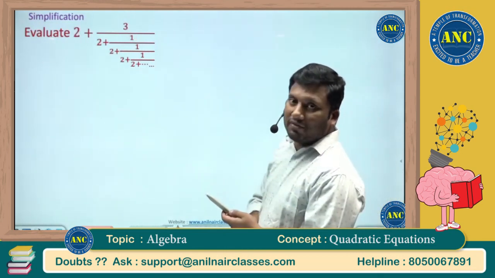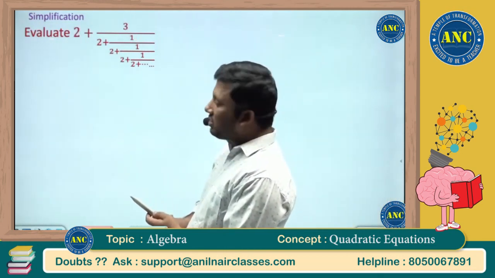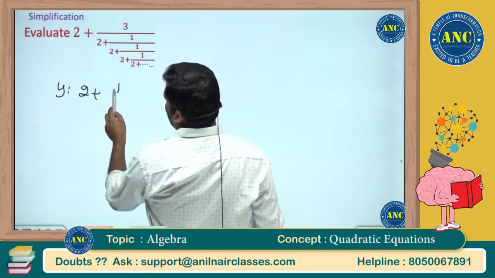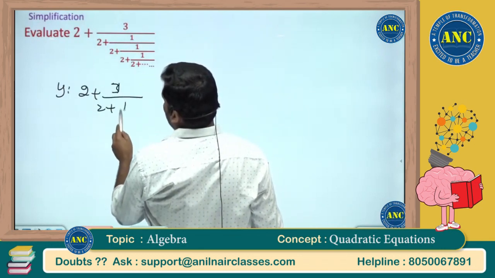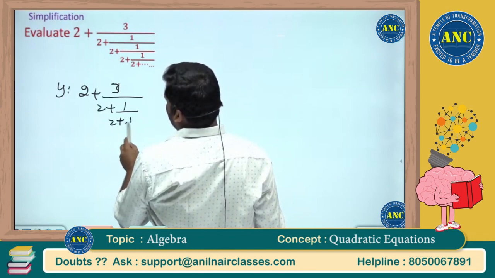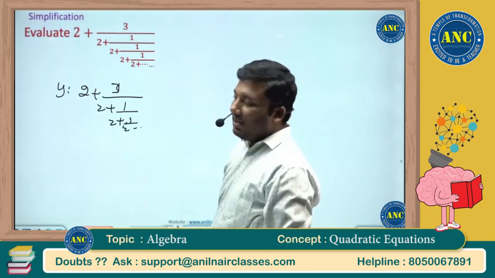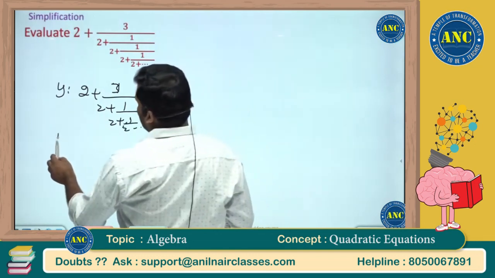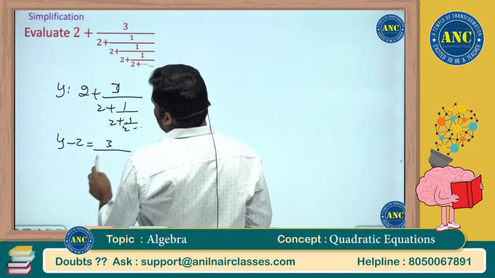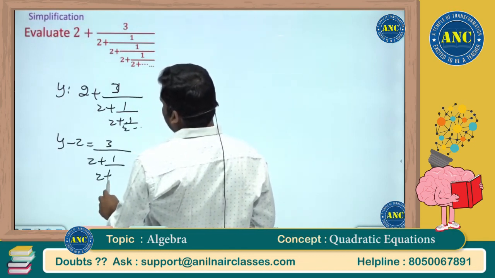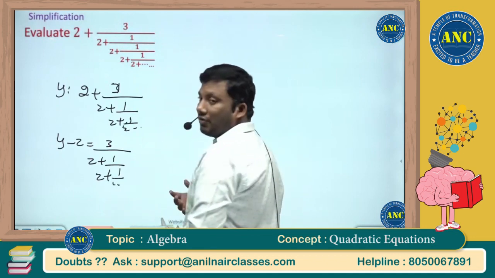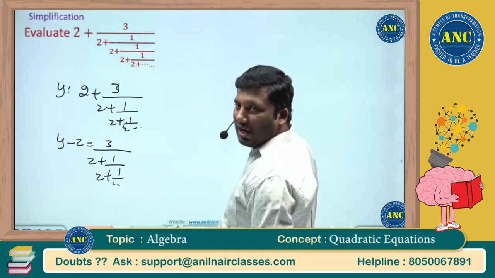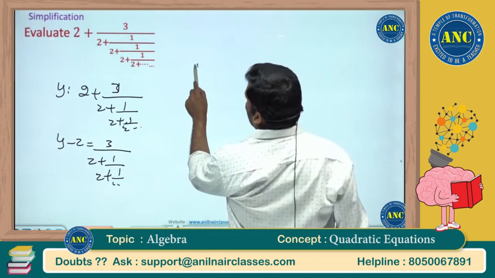What if it is not of this form? 2 plus 3 by 2 plus 1 by 2 plus 1 by 2 plus, and so on. So y is given by 2 plus 3 by 2 plus 1 by 2 plus 1 by, and so on. Listen carefully, sir. Very, very good question it is. Now, if you see, this is nothing but y minus 2 equivalent to 3 by 2 plus 1 by 2. So, if you observe carefully, instead of writing y and writing a big equation, let us do some smarter ways of solving a question.